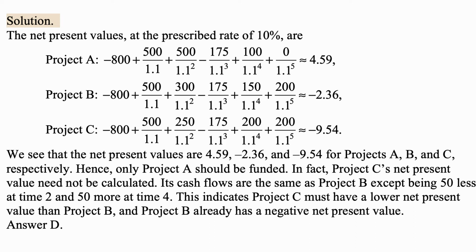You can calculate this way. You just simply discount the cash flows at 10%. The initial cash flow is -$800, and then you have cash flows at times 1, 2, 3, 4, and 5. And when we discount like that, we see that the net present value of project A is $459, for project B is -$2.36, for project C is -$9.54. So the conclusion is that only project A has a positive net present value, and it should be funded.